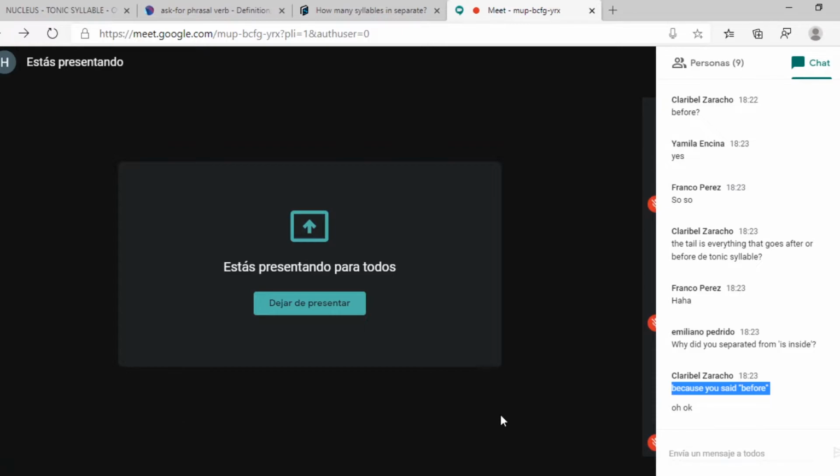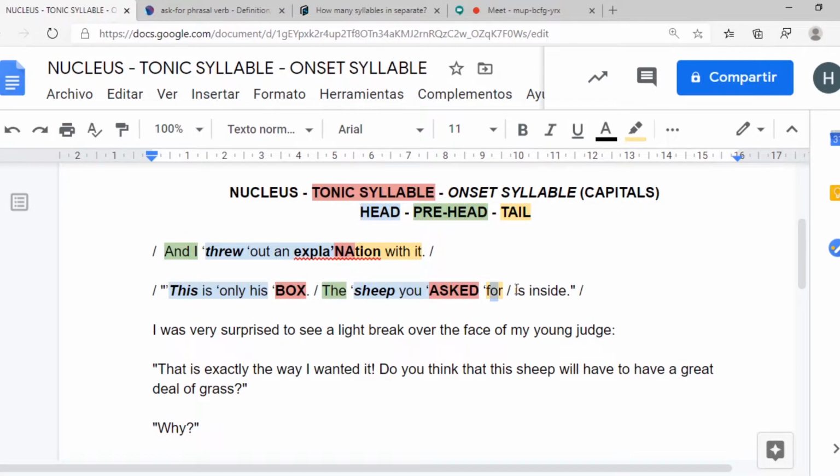Okay. And Emiliano, why do I separate this? Why do I separate is inside? Because remember that you can choose to separate your utterances in order to have time, or to give time to the listener to absorb what you are saying.